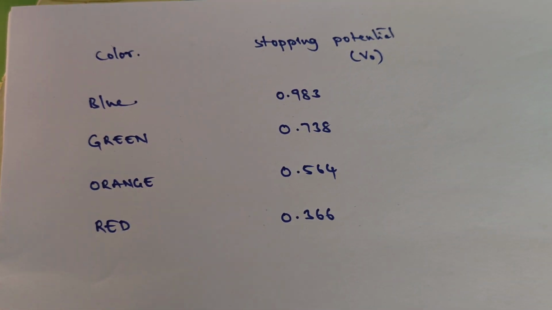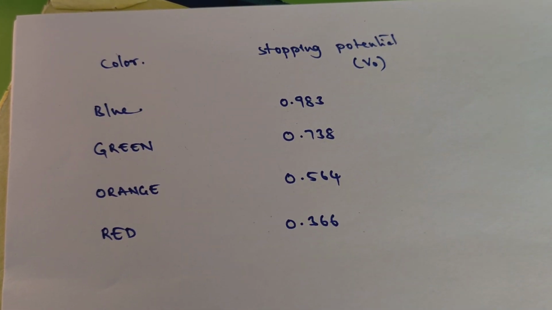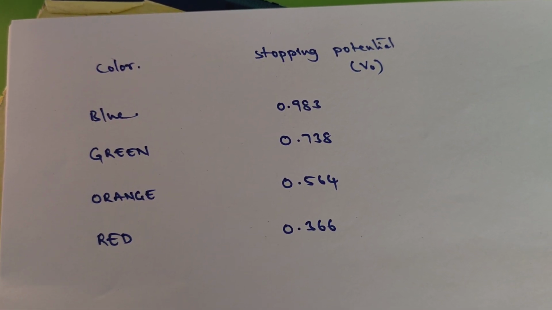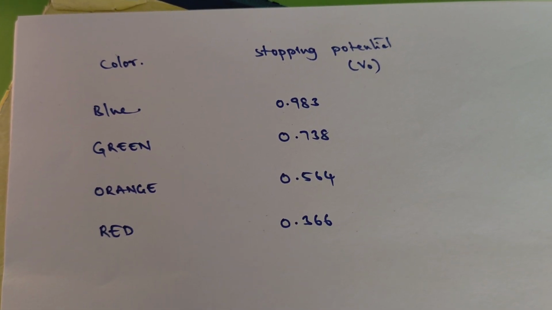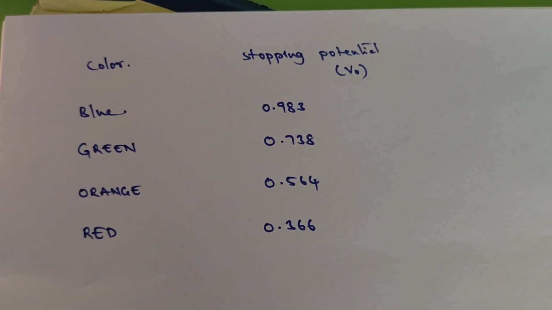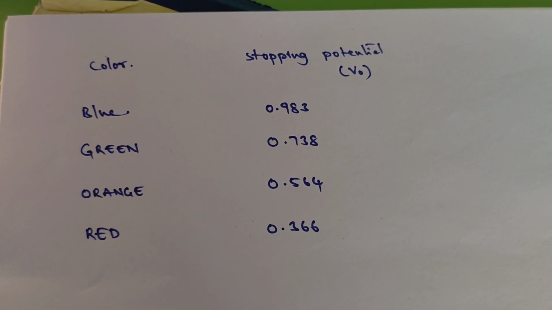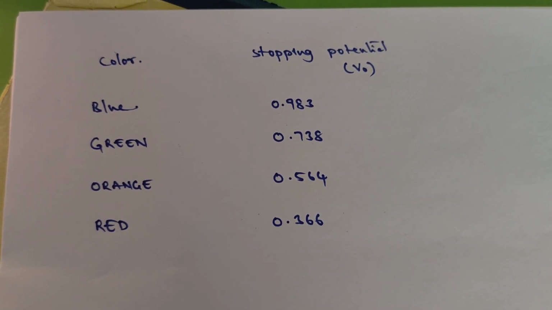This is a trick to understand whether we are getting the correct values or not. These values are used to measure Planck's constant. In what way we can measure Planck's constant with the help of these values, we'll discuss here.